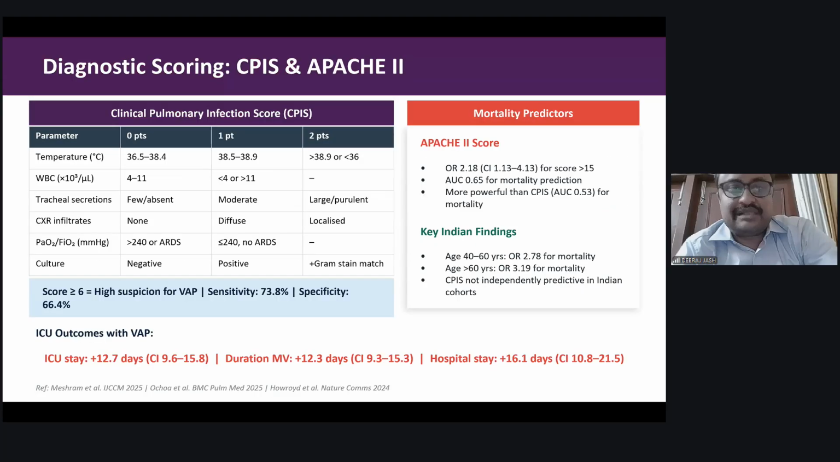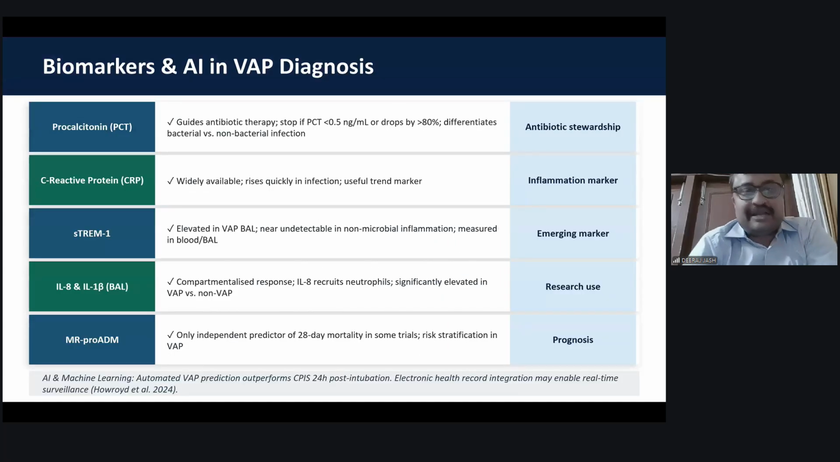Now, if we see the other kinds of diagnostic scorings, APACHE II and similar scorings can also be used. Biomarkers: procalcitonin will help in stopping the antibiotic treatment. It will also help in differentiating between bacterial and non-bacterial infection, but it will not help in initiation of the antibiotics. C-reactive protein is widely available, rises quickly in infection, and is a useful trend marker. Soluble triggering receptor expressed on myeloid cells-1, IL-8, IL-1 beta, MR-proADM, these are all for research purposes and for prognostication, not used regularly in our day-to-day practice.